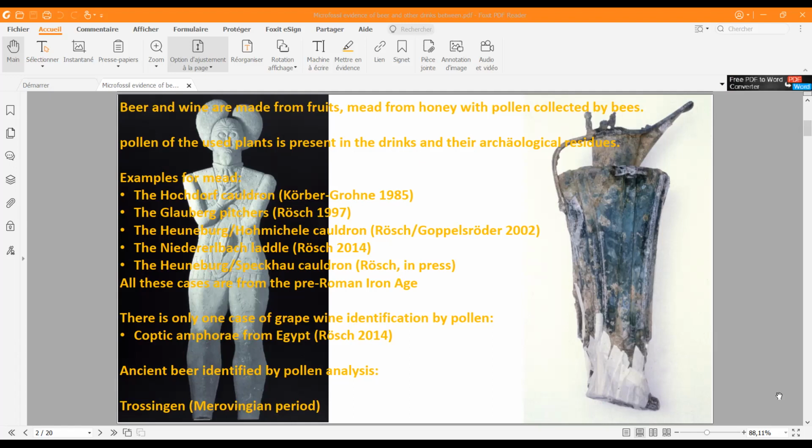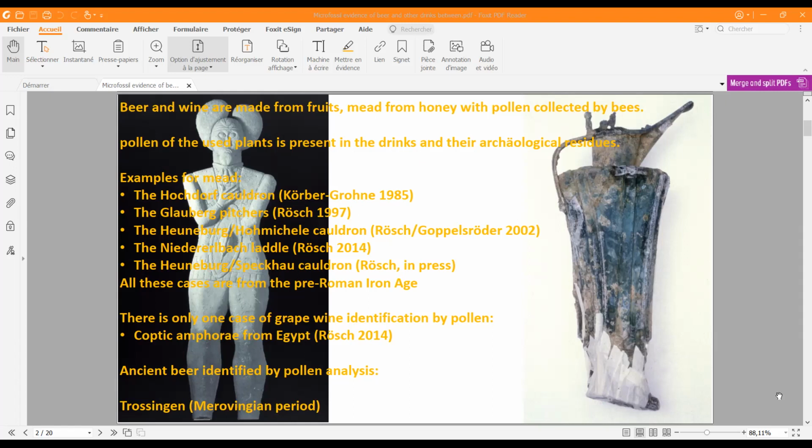These were plants that were also used by bees to produce honey, and the interpretation of this amphora was that this was no pure wine inside, but they added honey that improved the quality of the wine, even in Egypt. Perhaps not all wine was perfect from the beginning.